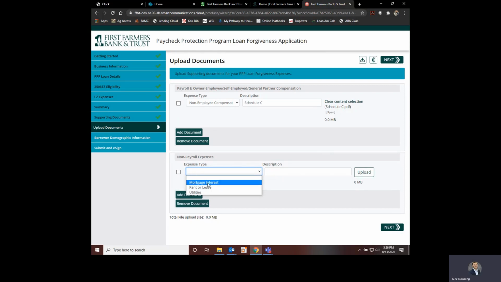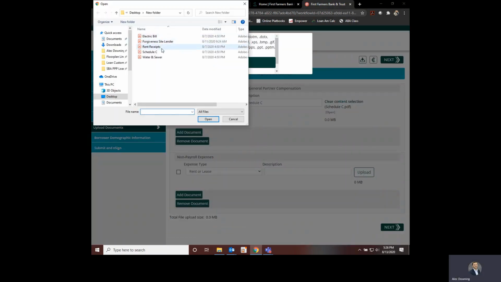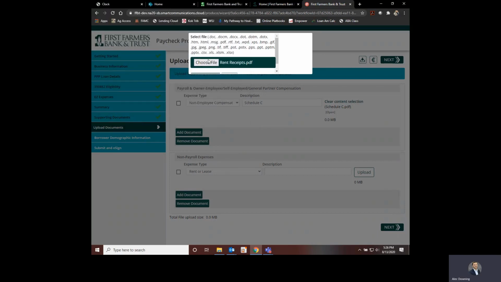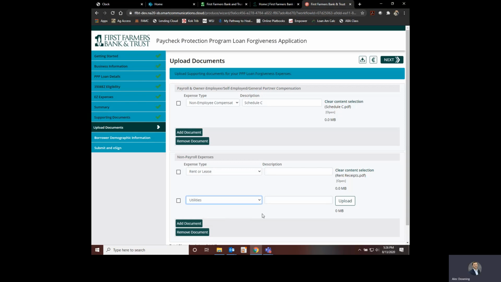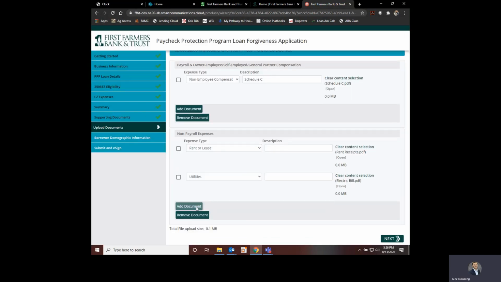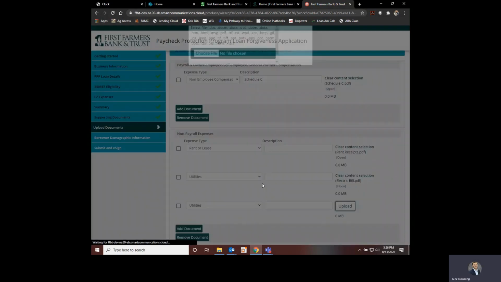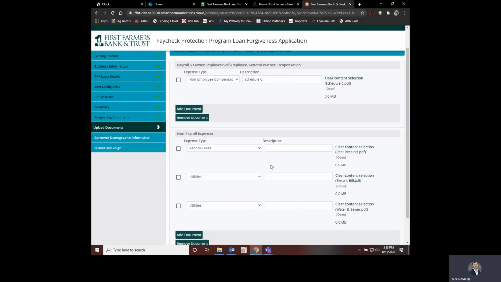So now here in my non-payroll expenses, we already said that I don't pay mortgage interest because I just rent my building, just in this example. So I'll click rent. I can go and choose the file again, and I can get my rent receipts for the last few months. I'll go ahead and start that upload, add another document, got some utilities to pay for, got my electric bills for the last 6 months. We'll upload that, as well as I have some water and sewer bills for the last few months, so I can upload those.